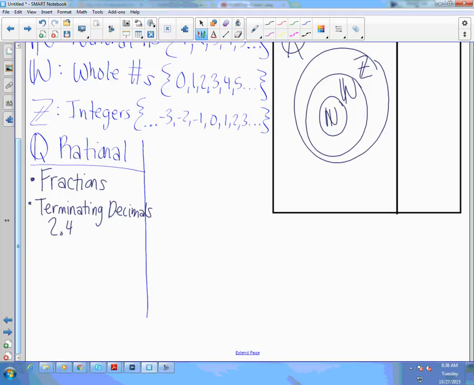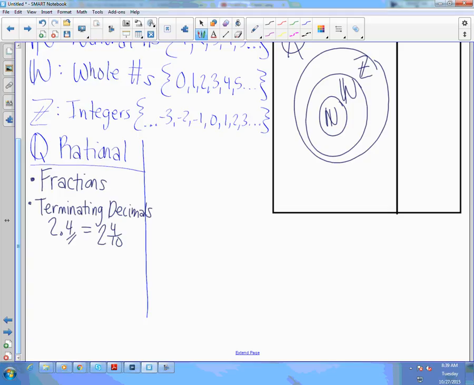Terminating means it ends, like the Terminator, he terminates stuff, it ends. 2.4. What place value is that 4 in? Tenths, because 10 is 1 0, so it's 1 position over. Hundredths has 2 zeros, so it's 2 positions over. So we can write this as a fraction, 2 and 4 tenths. If it's not in simplified form, you just simplify it and write another fraction which has the same value. That's proof right there that you can write it as a fraction. Any decimal that terminates, we can write as a fraction over its ending place value.